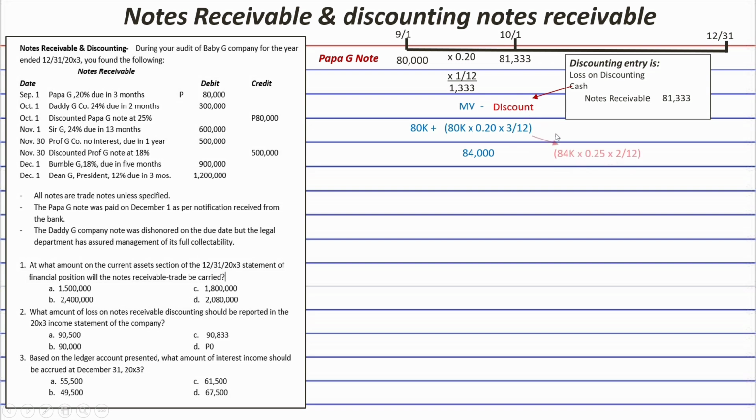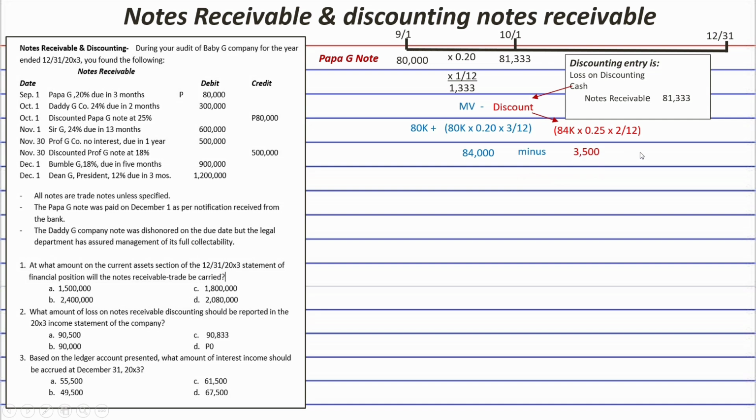That's maturity value of 84,000 times the discount rate of 25% based on this times the unexpired time, which is 2 months over 12 months. Because, again, there are only 2 months left from the date of sale or discounting to maturity date because 1 month has already passed from September 1 to October 1. Okay, so the unexpired time is only 2 months. Okay, so if we simplify, we're going to get 3,500 as the discount.